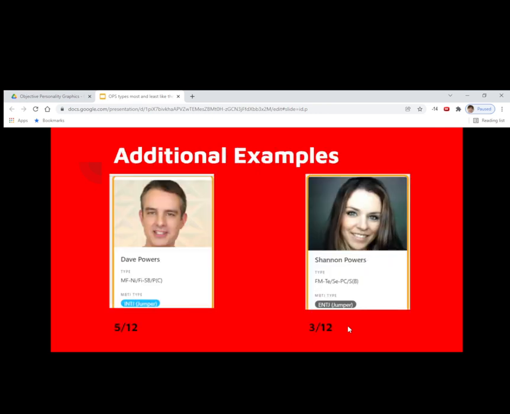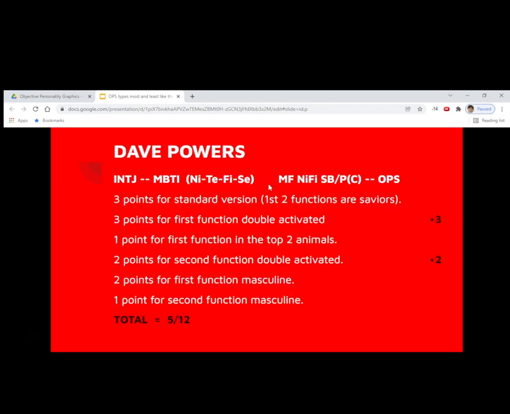Okay, and I feel obligated to do Dave and Shannon because their types are pretty interesting. So Dave is MF, NIFI, sleep, blast, play, consume. So he is a jumper version of INTJ. He scores a 5 out of 12. If you run through the scoring key here, he's getting 3 points for having his first function double activated, and he's getting 2 points for having his second function double activated.